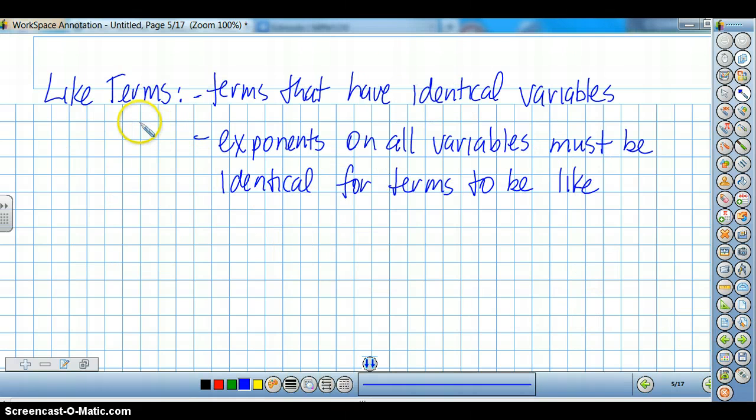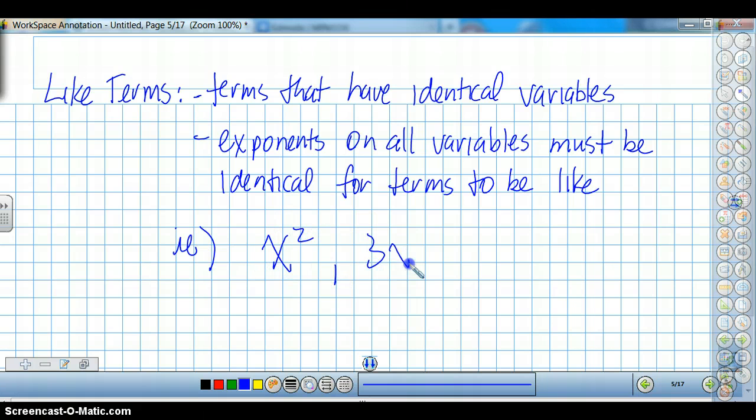Here's the definition of like terms. Terms that have identical variables. The exponents on all variables must be identical for the terms to be like. So if you have a variable, they must have the same exponent for them to be like terms. For example, x squared, 3x squared, negative 4x squared. These are all like terms. The only thing different are the coefficients in front of the variable.